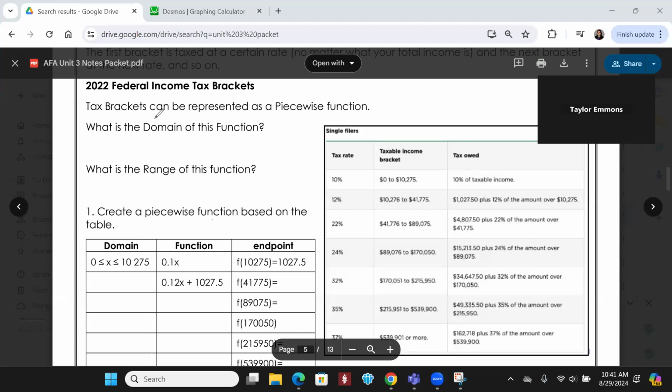On here, what is the domain? The domain is going to be your amount of money, your taxable income. How much money can you make? Can you make $0? Yeah, you can not work. How much can you make? It can continue on. You can make millions of dollars, all the way up to infinity. So this is your X. Remember, domain is your X values. We okay?